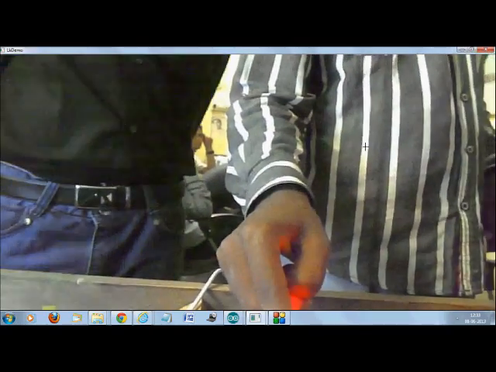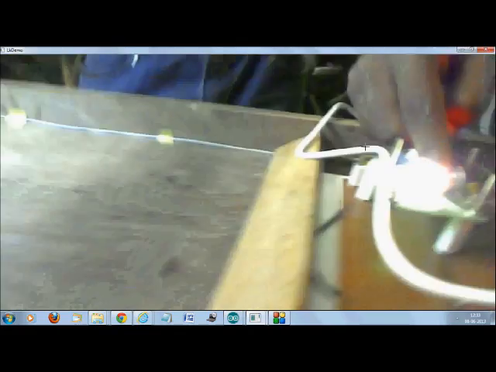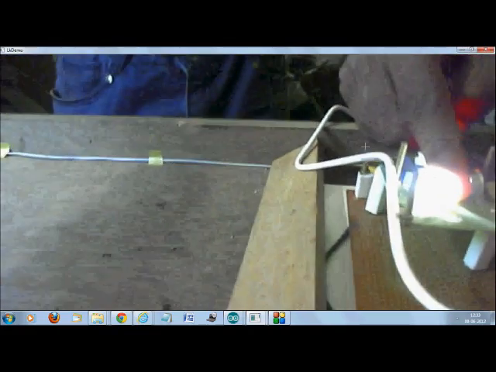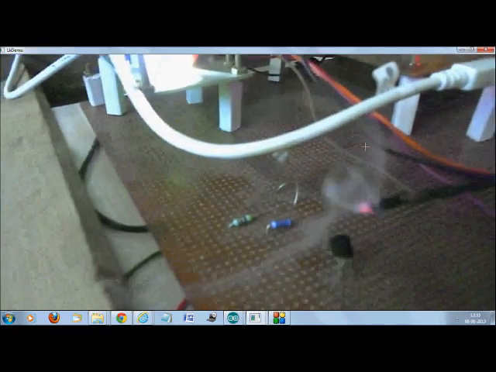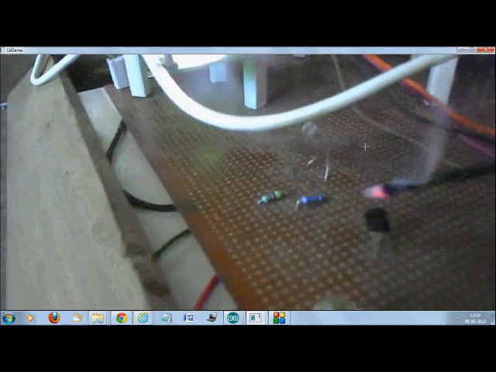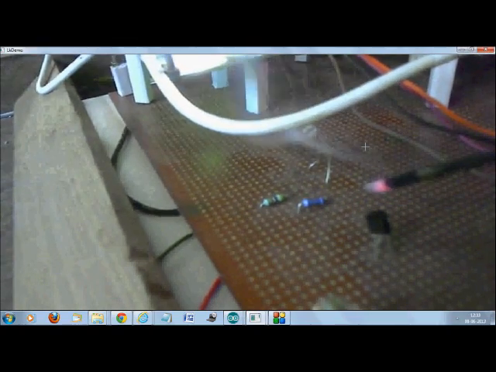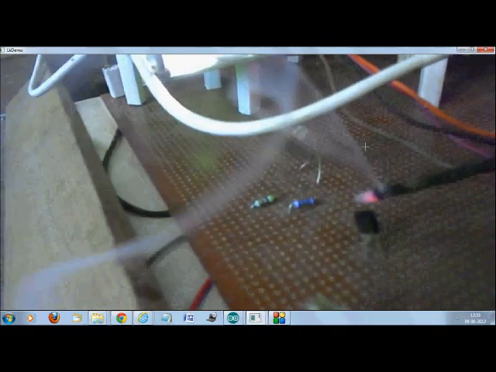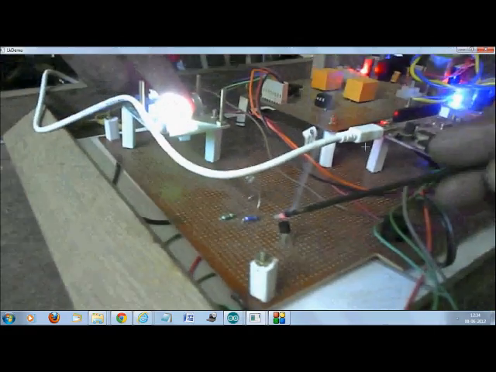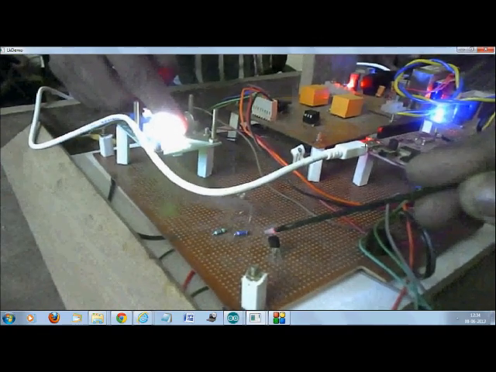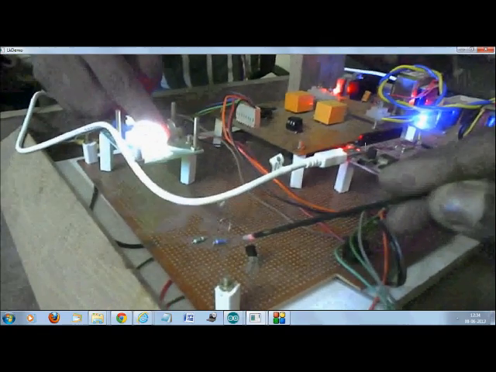Now, the next thing is the temperature sensor. Whenever the temperature of the child starts getting increased... See, now I'm giving high temperature near this sensor. So we simulate the condition where the body temperature of the child is getting increased.